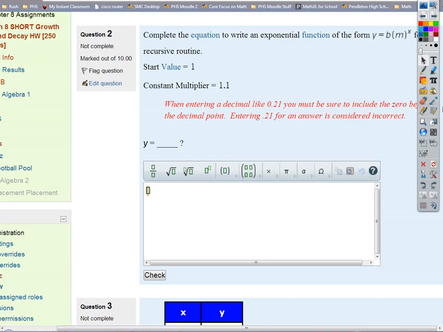Same kind of thing here. They're just different values, but they're giving you start value, giving you a constant multiplier. Would I even write the 1 in there if that's the start value? I mean the initial value or start value, and it's what I multiply by. Do I multiply by 1? Wouldn't even write it. This one would just end up being the quantity 1.1 to the x.